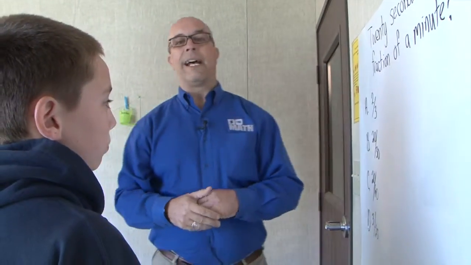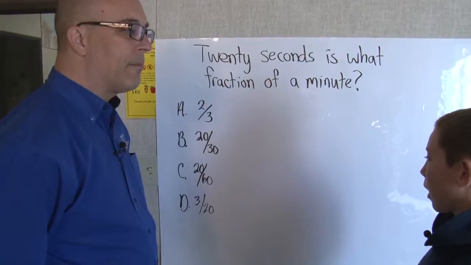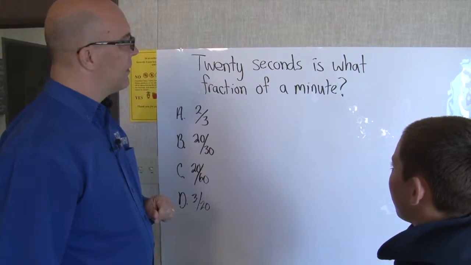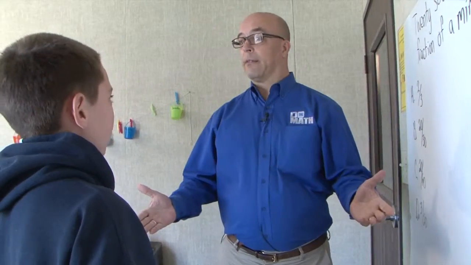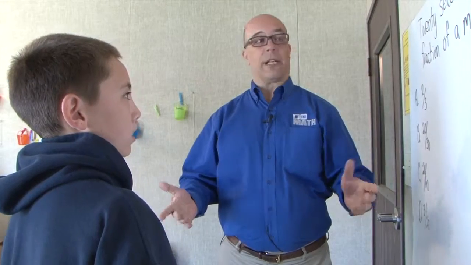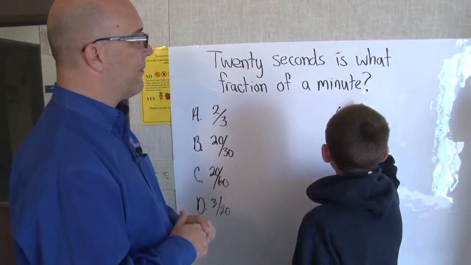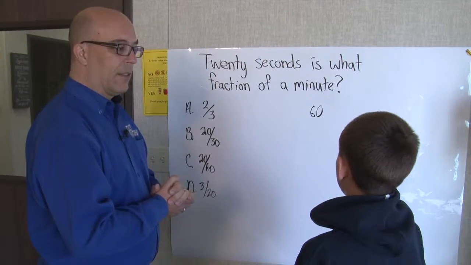Okay, so how would you like to approach the problem? How are you going to solve this? I would probably simplify it first. Okay, well, what are we looking for exactly? We are looking for how many, well, first we need to find out how many seconds are in 1 minute. Right, and how many seconds are in a minute? 60 seconds. Okay, so let's just write that down someplace. Okay, so we know 60 seconds are in a minute. And what do we need to find out? We need to find out what fraction is 20 seconds.